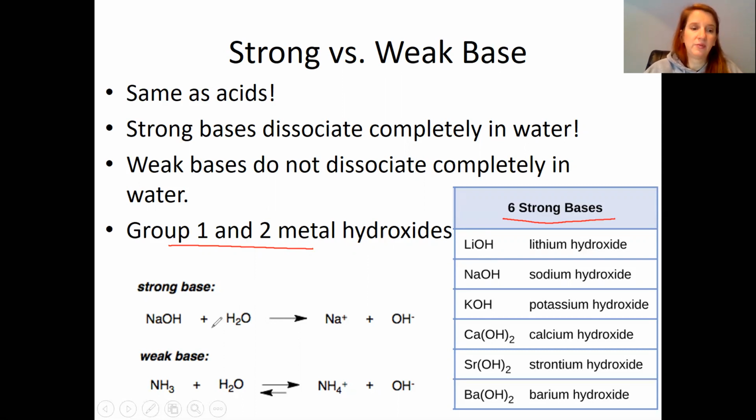Now you'll see down here this weak base, NH3, is going to be making the NH4 plus ion, and then hydroxide. It doesn't have hydroxide in the formula. It's still a base because it's still going to accept a hydrogen ion from the water, but it's not going to dissociate completely. Some of these ions over here, the hydroxide and the ammonium that are produced, are actually going to reform and make the ammonia again.